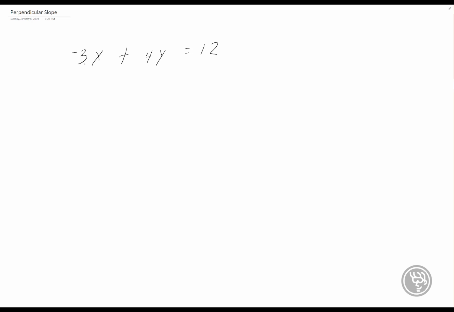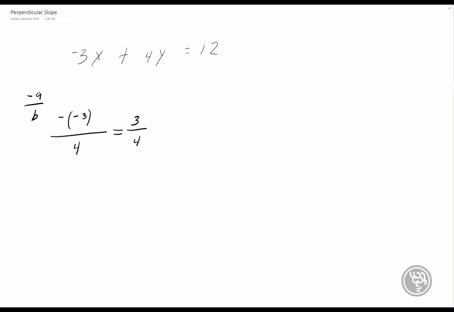So we know that if you have something in standard form, the slope is going to be negative a over b. So for example, this particular equation, the slope would be negative a, which is a negative 3, over b, which is 4. So this ultimately becomes positive 3 over 4. That is the slope of this equation.